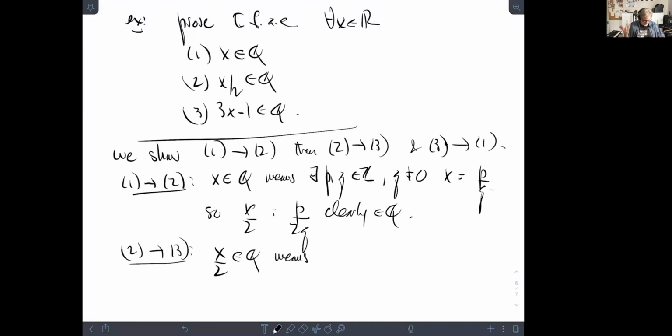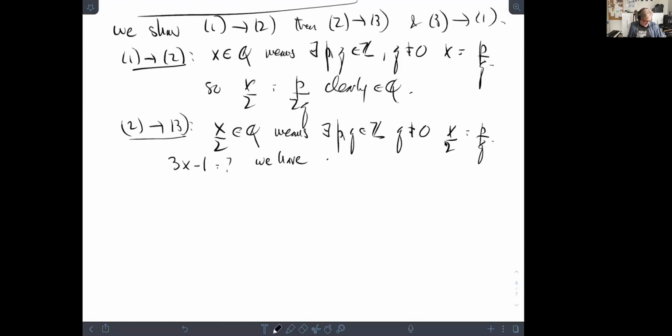That means, and I'll use p and q again, p and q are integers, q is not 0, x over 2 equals p over q. And I want to show that 3x minus 1 is rational. What is that? Well, I should have used some scratch paper here first. So we have x equals 2p over q. So 3x minus 1 is 3 times 2p over q minus 1, right? I want to express this as a fraction.